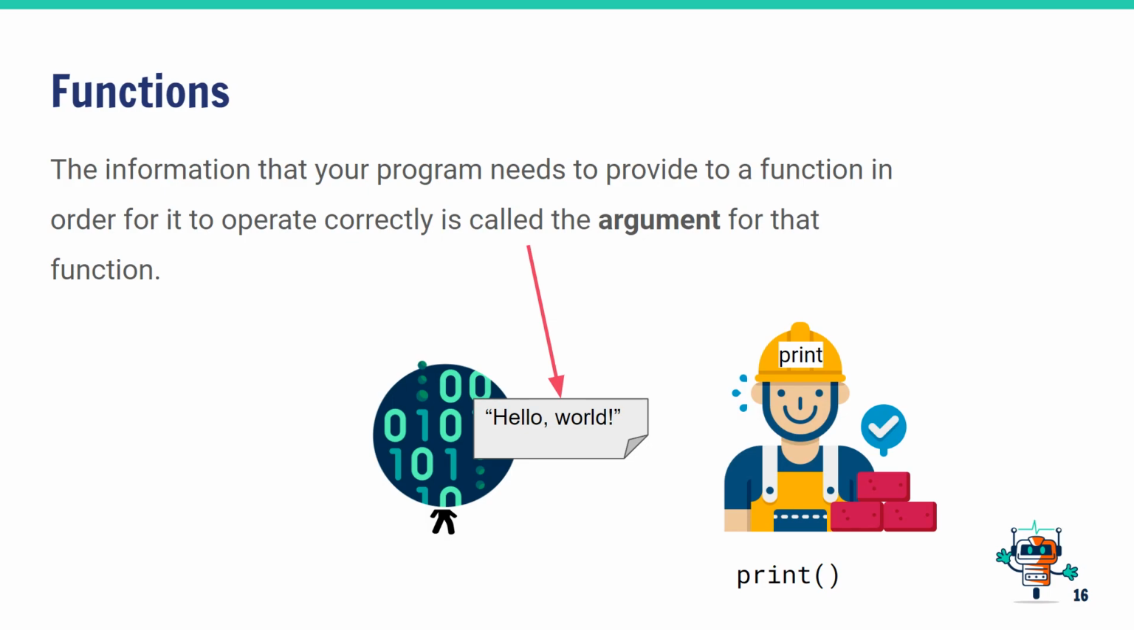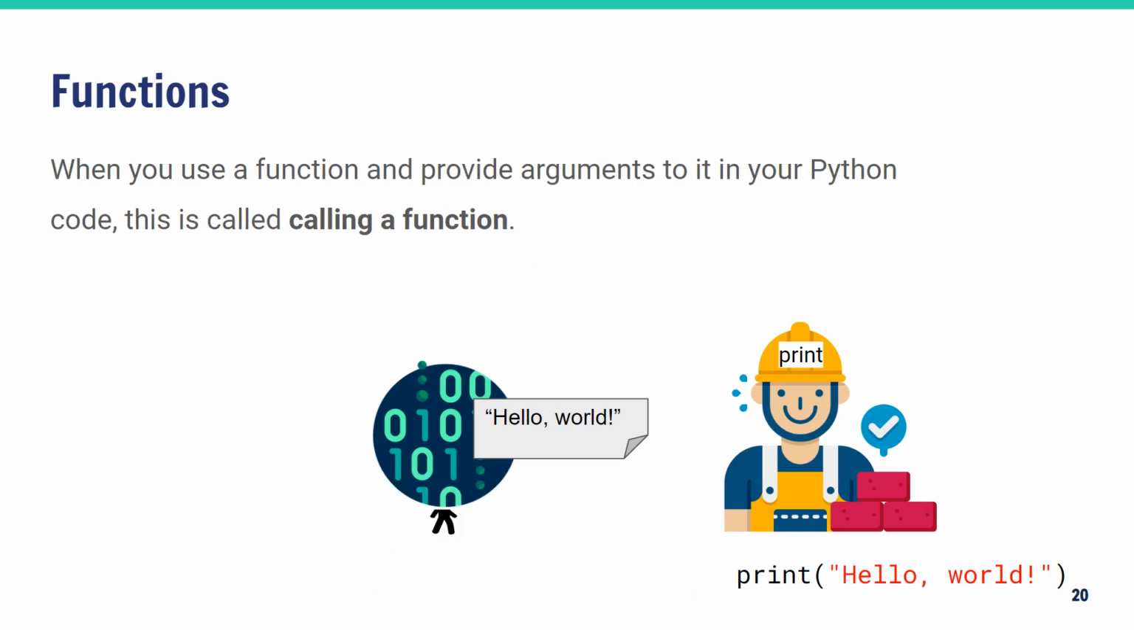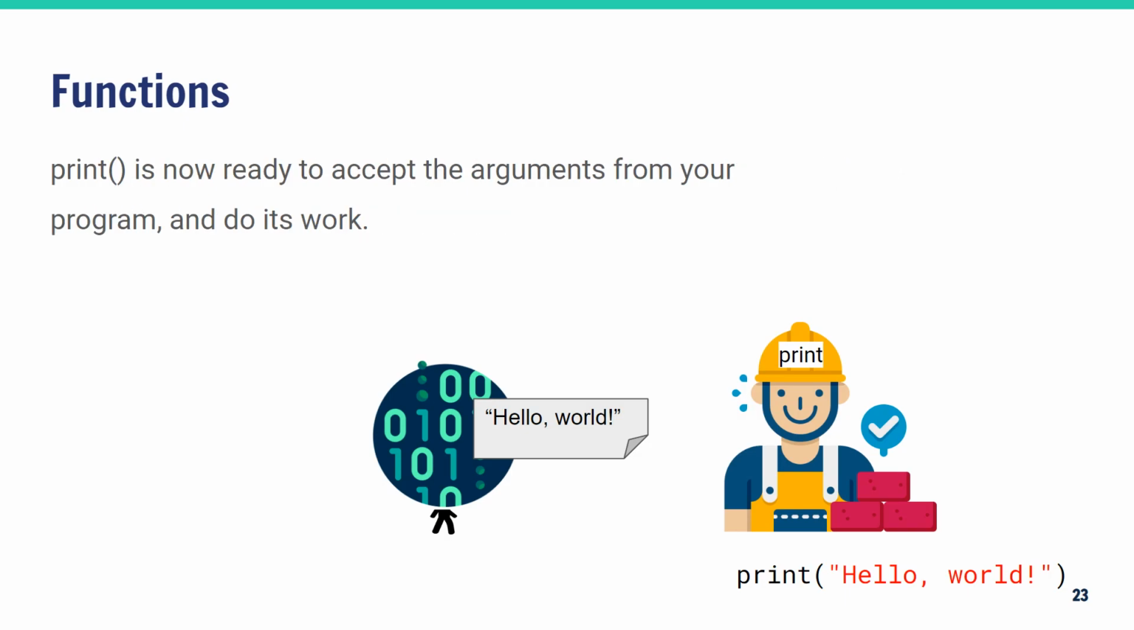So in this case, hello world is the argument that we give to the print function. And in Python, you provide the arguments to the function by inserting them between the round brackets. So that's why we had always put whatever we wanted to display inside the brackets, because that is the argument that your program gives to the print function. And when your program uses a function and provides arguments to it, this is called calling the function. Print is now ready to accept the arguments from your program and do its work.